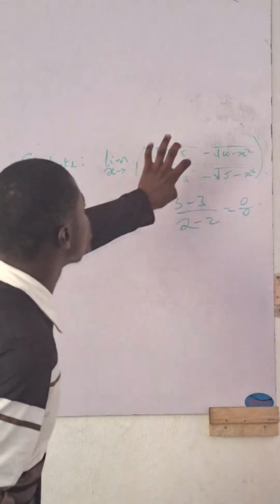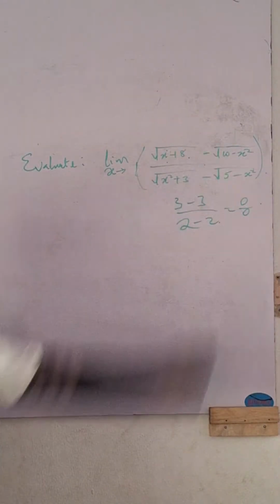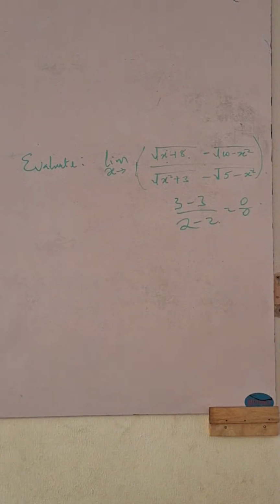So now rationalize. How do we rationalize? Square your question, both the denominator and the numerator. So for the numerator, what do we have when we square it? x plus 8 minus 10 plus x squared. Do you understand this? You understand, Abi? Okay. Great.